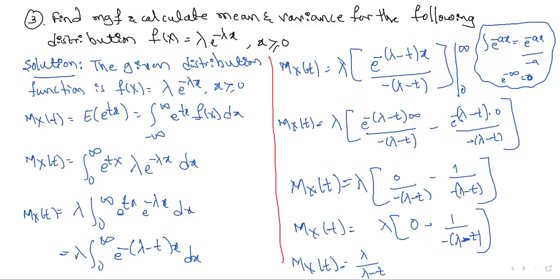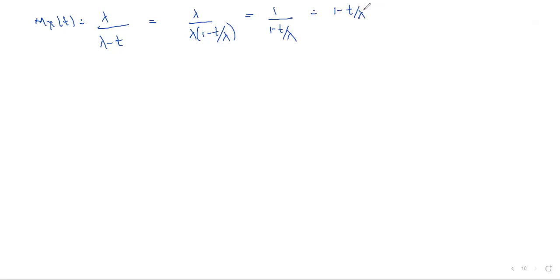So then next we are going to find the mean and variance. Here we are using one more definition. Here M_X(t) equals lambda divided by lambda minus t. When I take lambda common, this is nothing but lambda into (1 minus t by lambda), so this is 1 divided by (1 minus t by lambda), or (1 minus t by lambda) whole power minus 1, right?